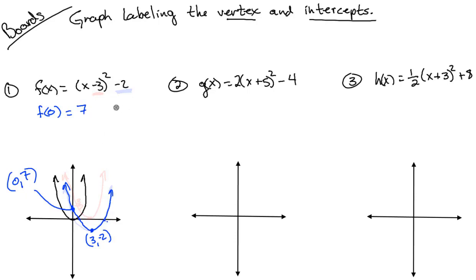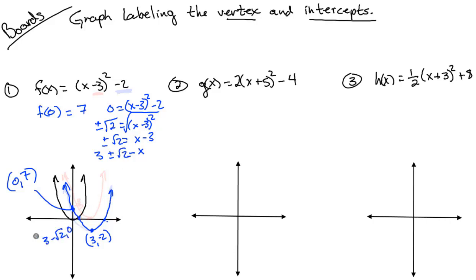Stick 0 in for f of x, and we get 0 equals x minus 3 squared minus 2. Add 2 over. 2 equals x minus 3 altogether squared. Square root both sides. Don't forget the plus or minus. And then we have x minus 3 equals plus or minus square root of 2. Add 3 to both sides and we get x equals 3 plus or minus square root of 2. So this one is 3 minus the square root of 2, comma 0. And this one is 3 plus the square root of 2, comma 0. Excellent. All right, let's try the next one, number 2.